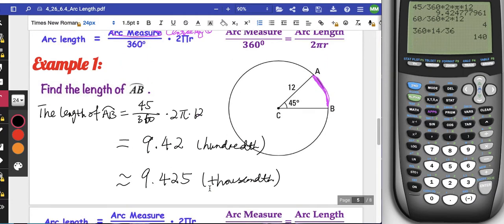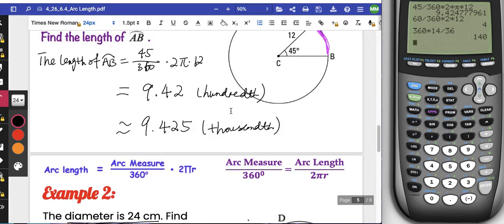One more thing I want to remind you, if you are going to use pi, do not use 3.14. Instead, just put a pi there, the calculator will use the full value, then you round at the end. That way you can avoid possible rounding errors from using 3.14.